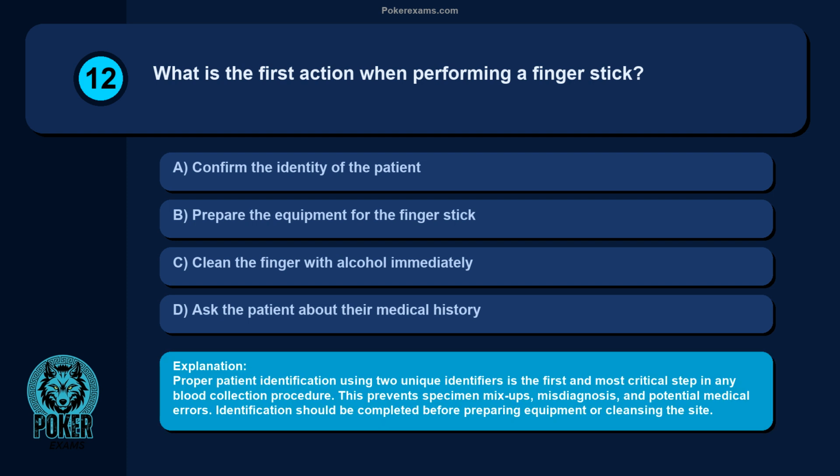Proper patient identification using two unique identifiers is the first and most critical step in any blood collection procedure. This prevents specimen mix-ups, misdiagnosis, and potential medical errors. Identification should be completed before preparing equipment or cleansing the site.